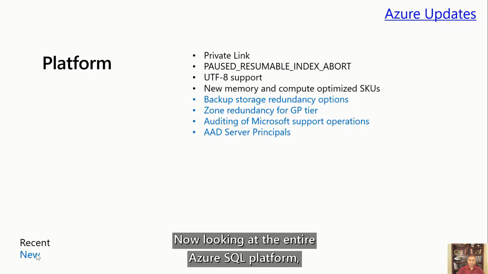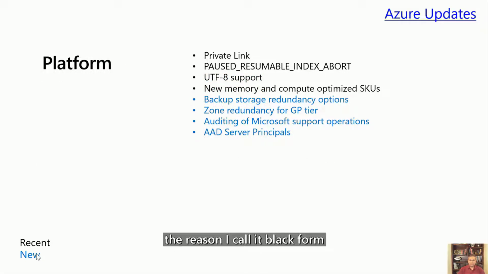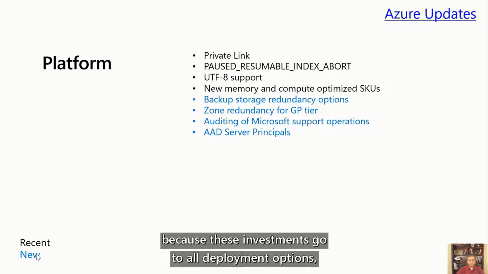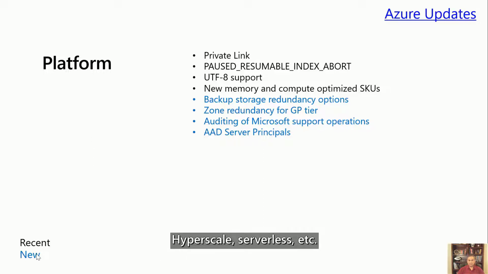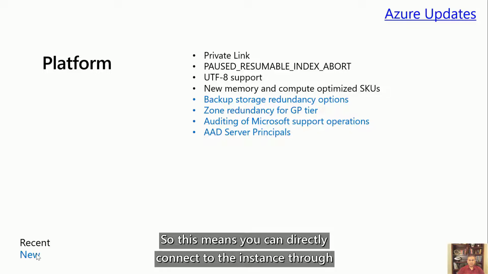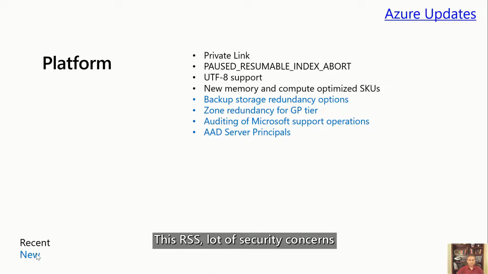Now looking at the entire Azure SQL platform, the reason I call it platform is because these investments go to all deployment options, whether you're using managed instance, hyperscale, serverless, etc. So Private Link GA'd, so this means you can directly connect to the instance through a VNet without having to go through your public endpoint. This addresses a lot of security concerns some folks may have.